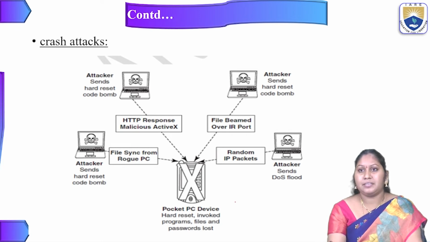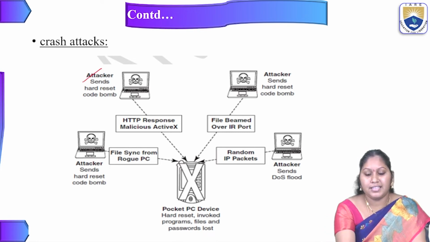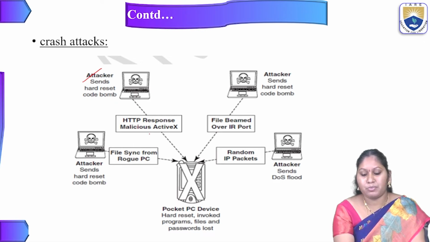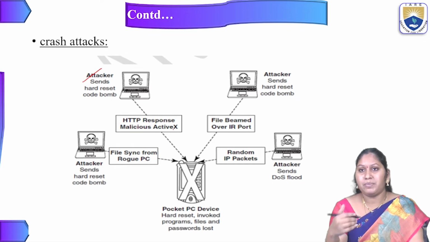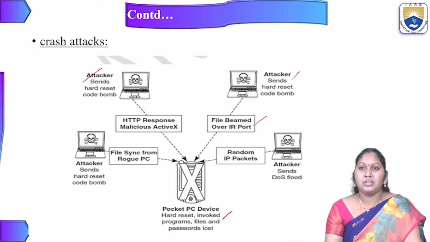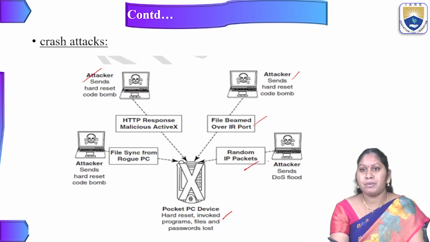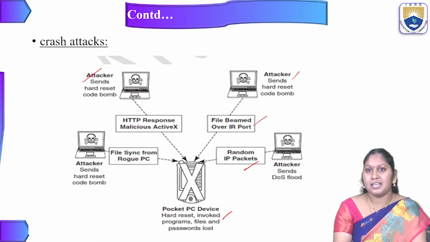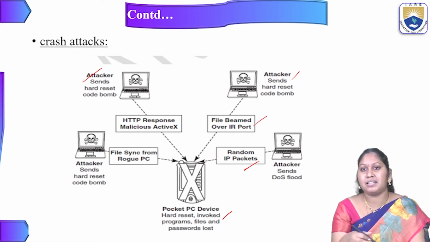The attacker will try to send so many requests. Here, see, the attacker has sent a hard reset code bomb. So for that, an HTTP response with malicious ActiveX has been updated in the pocket PC device, and next the attacker will send another code like that. And here also the file is beamed over the IR port. After that, random IP packets will be updated in the pocket PC, and a file synchronized from a rogue PC. Everything is invoked in this pocket PC.